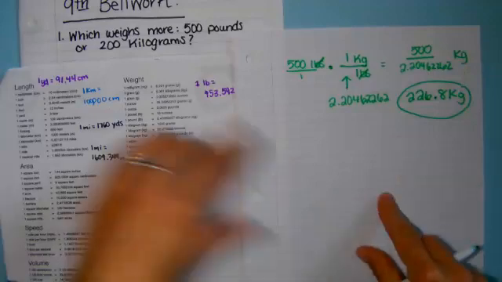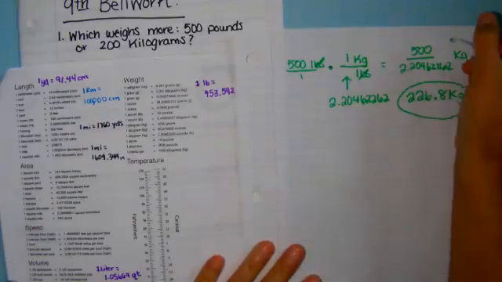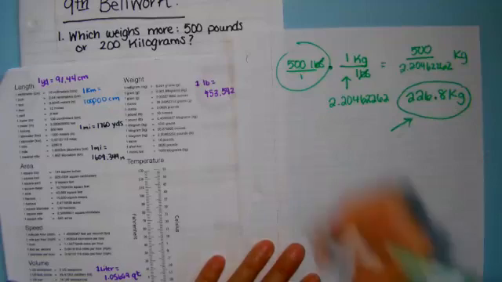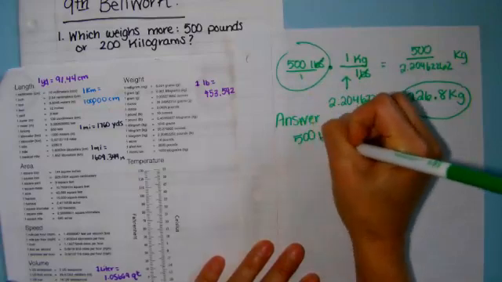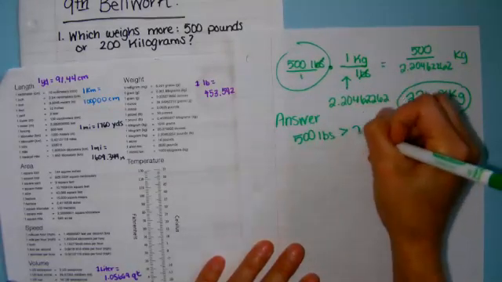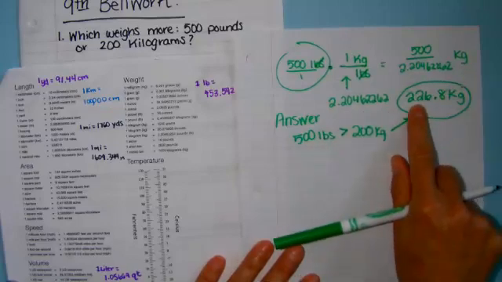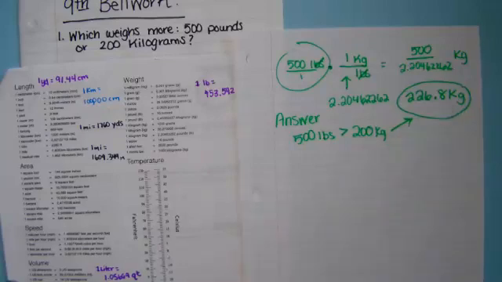So now to answer the question, which weighs more, 500 pounds or 200 kilograms? We just converted the 500 pounds. That's 226.8 kilograms. So our answer is 500 pounds is greater than 200 kilograms. And here's our reason why: because 500 pounds is really 226.8 kilograms. Does that make sense? So that's a conversion in disguise, kind of.